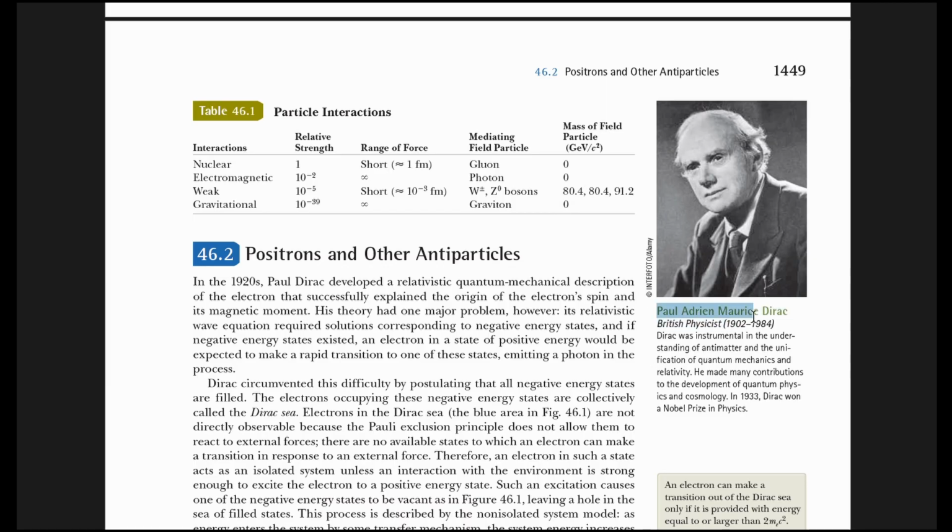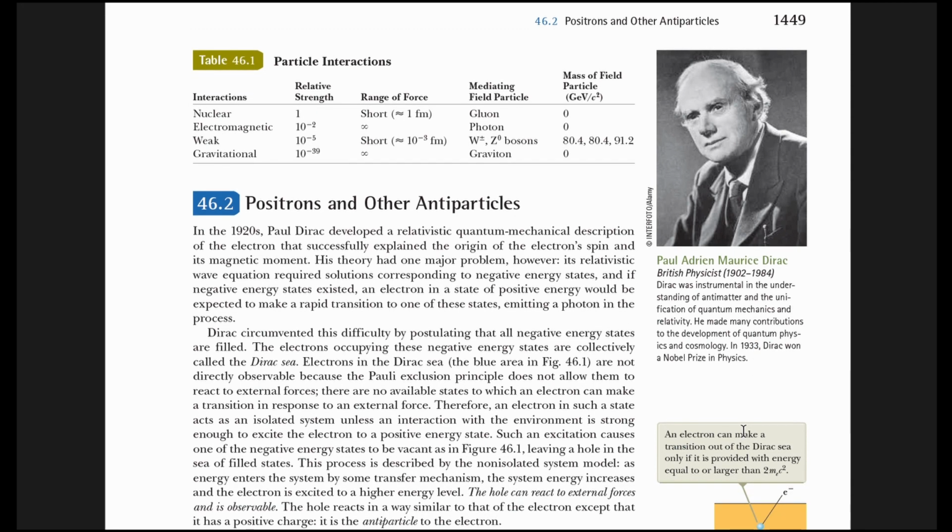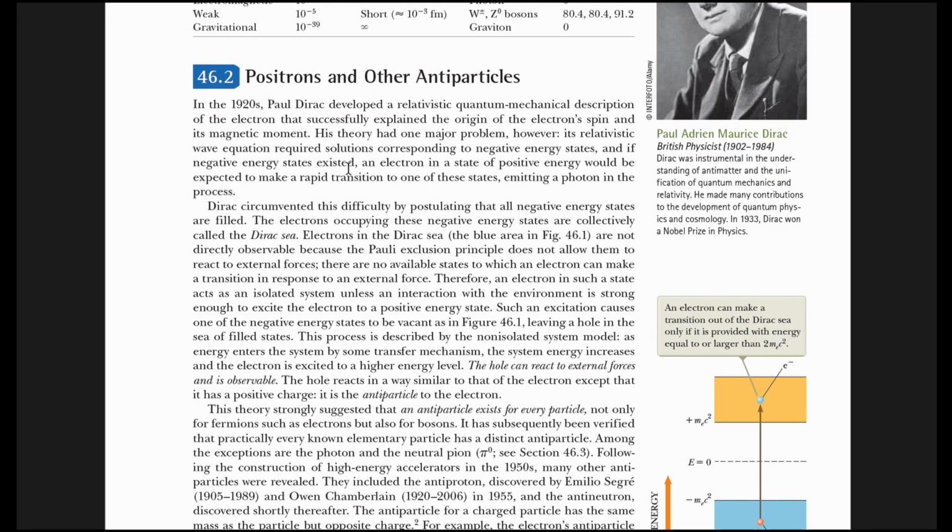Ooh, Paul Dirac. This guy actually killed it. This guy theorized the positron. Dirac was instrumental in understanding antimatter and the unification of quantum mechanics and relativity. He made many contributions to the development of quantum physics and cosmology. In 1933, Dirac won a Nobel Prize in Physics. Positrons and other antiparticles.